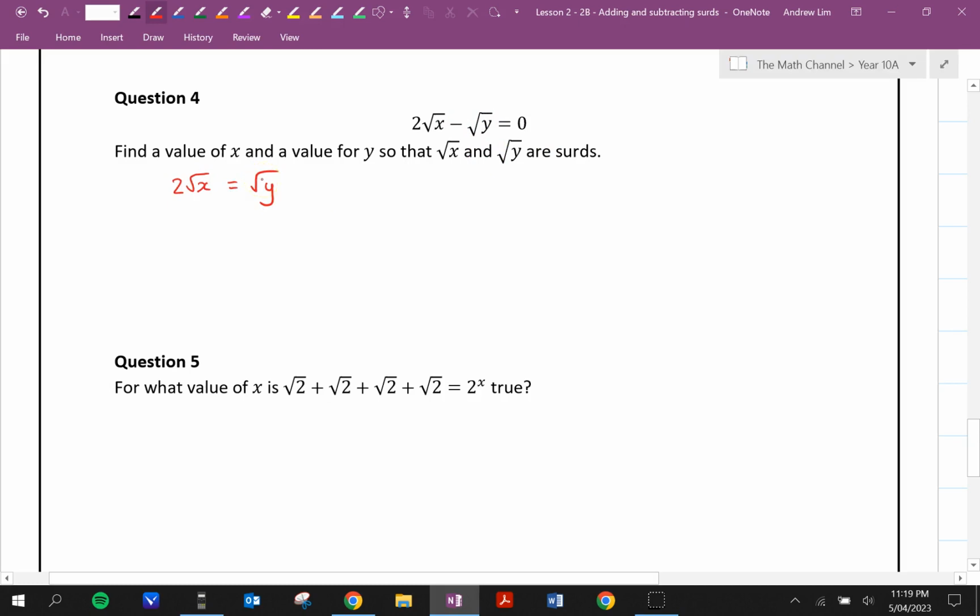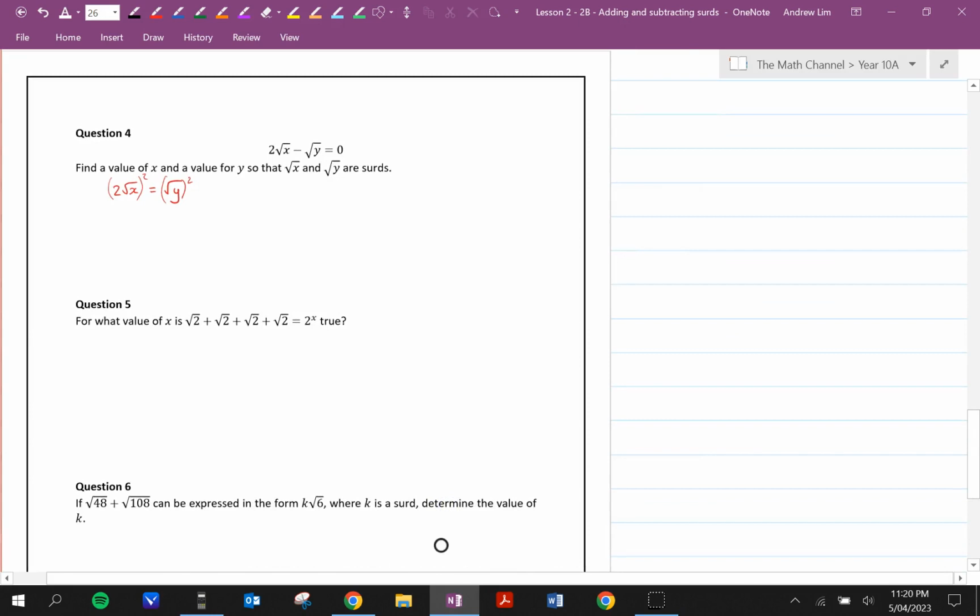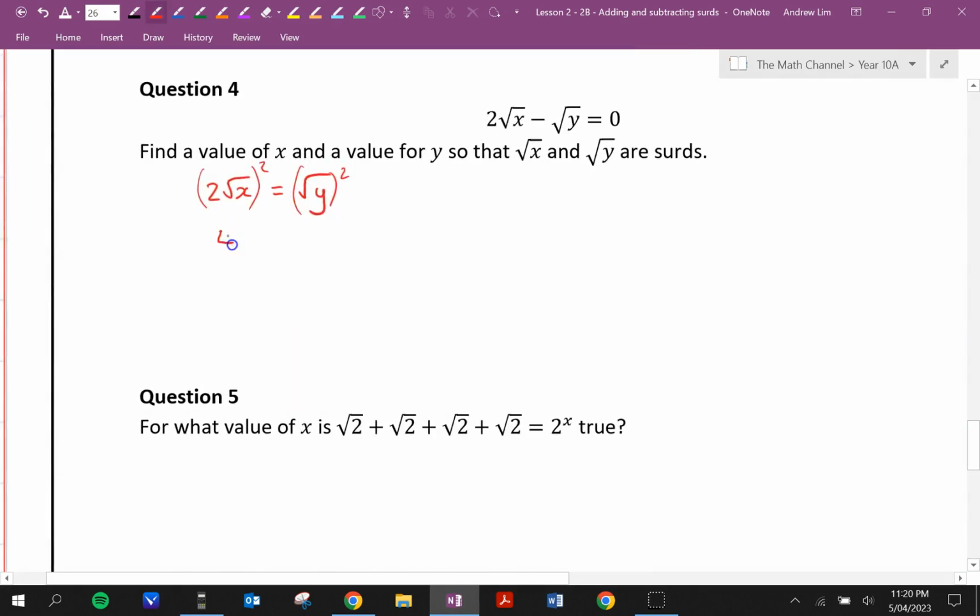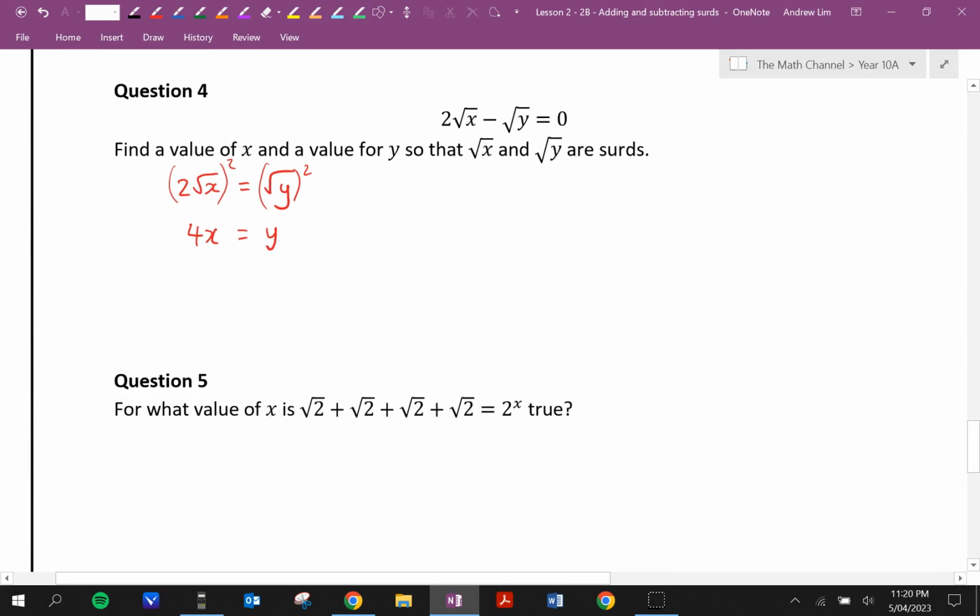I might now square both sides. If I were to square both sides, then I'm going to get 4x, because the root and the square cancel each other out. So I'm going to get 4x is equal to root y squared, which is just y. So if I were to use any value of x, let's just say x is 3, then y is equal to 4 times 3. It's just 12. Okay, and that's it.